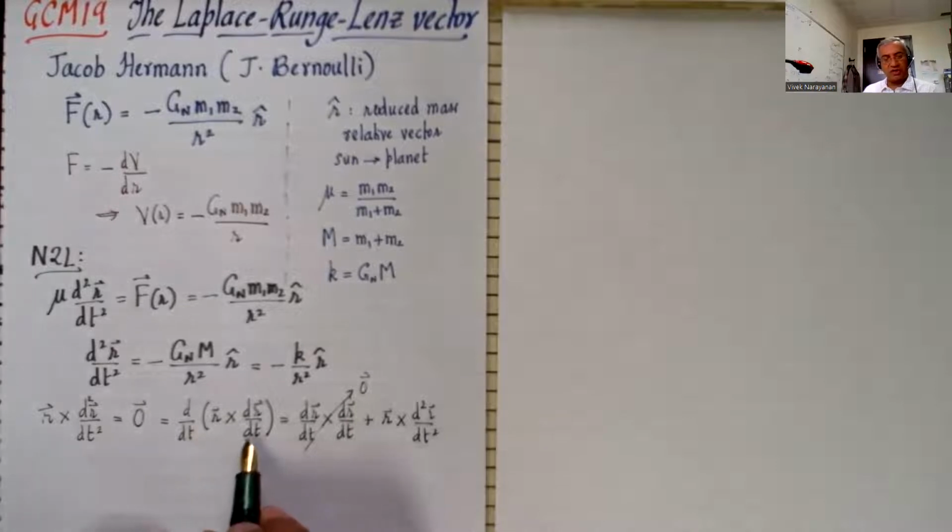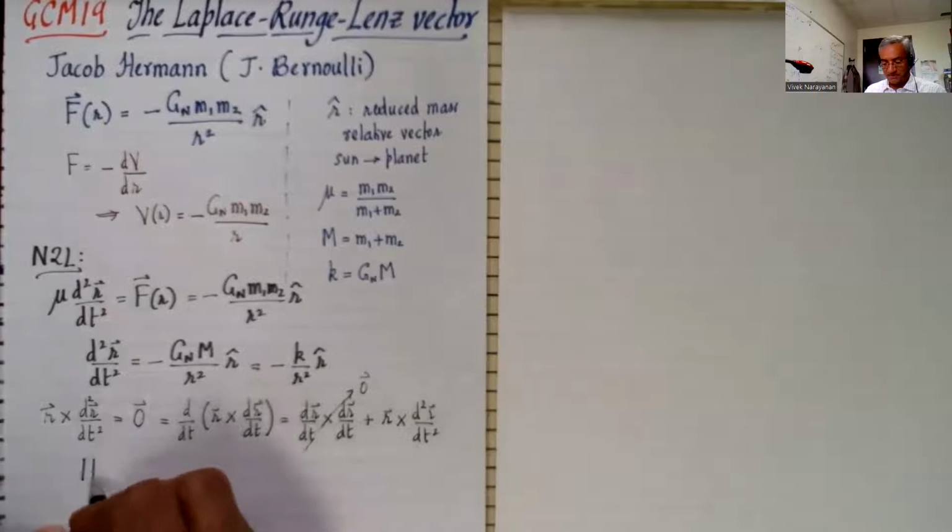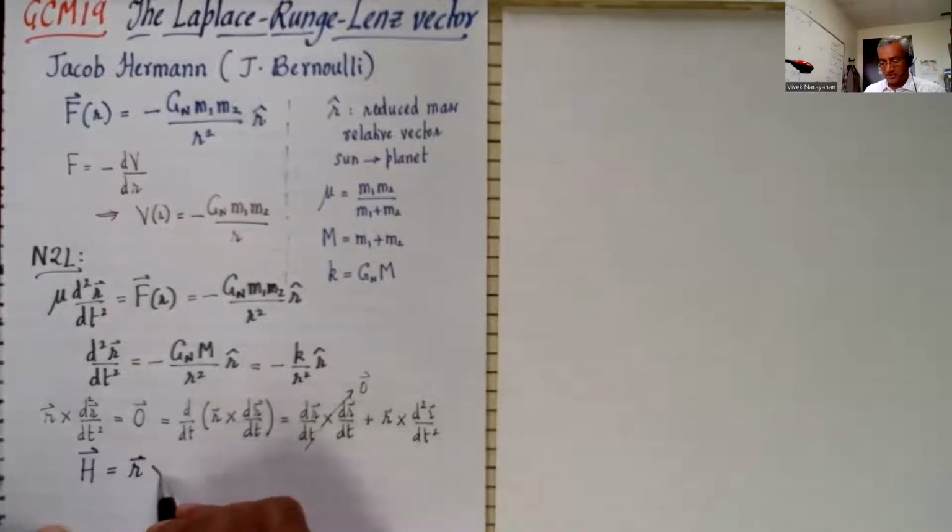So what I have shown, or what rather Jacob Hermann showed, was that this quantity is equal to 0. So he, probably after his last name, because his last name is Hermann, called this the vector H. The Hermann vector, if you like. That's r cross dr by dt.